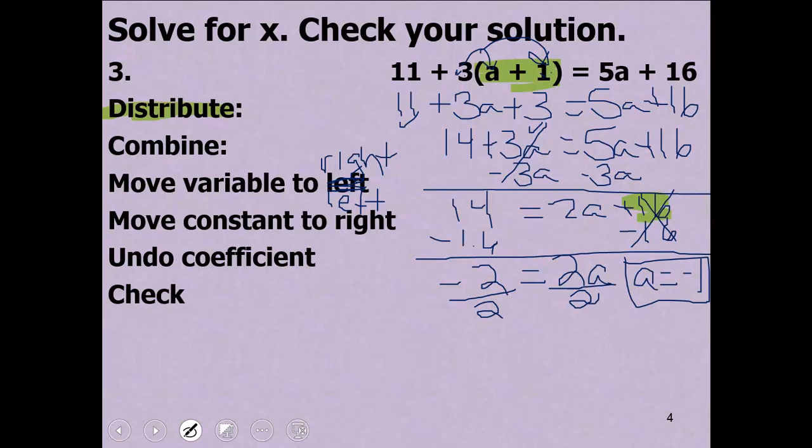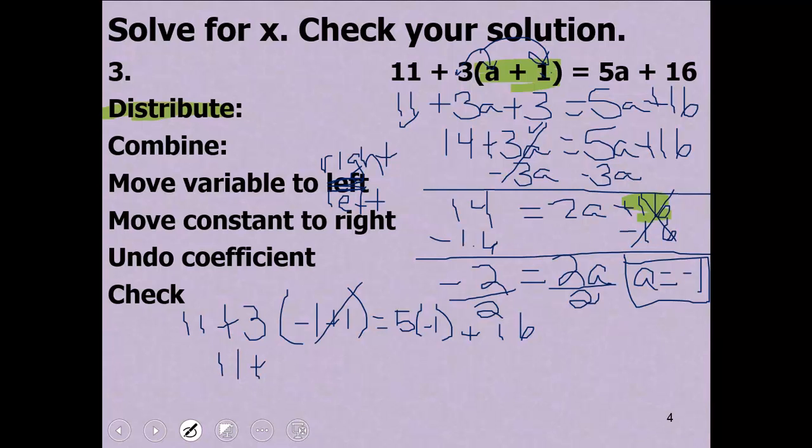And then I check it. So to check, I go 11 plus 3 times negative 1 plus 1 is equal to 5 times negative 1 plus 16. This is 11 plus, this is 0. So that means 11 plus 0 is equal to negative 5 plus 16. Notice how I'm keeping each side separate, and I'm simplifying each side separately. So I get 11 is equal to 11, and it checks.